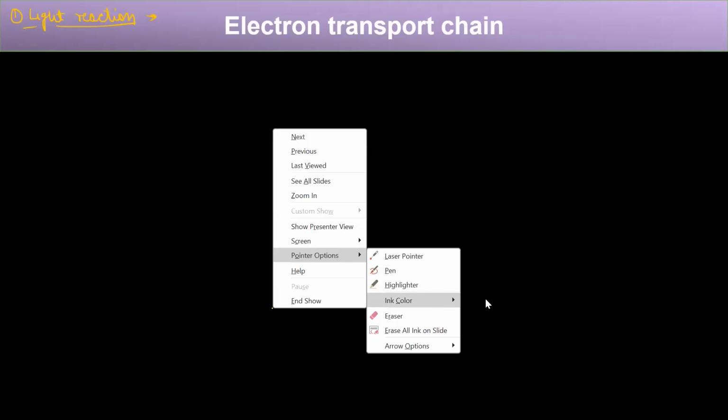In the light reaction, we'll start with the electron transport chain. So what is the electron transport chain? It comprises of electron carriers.